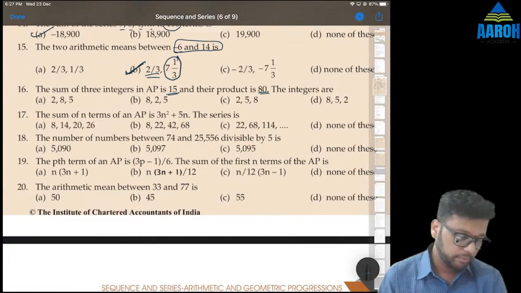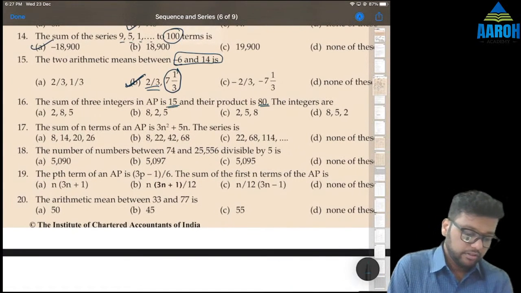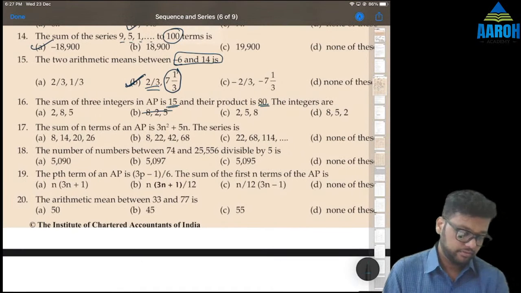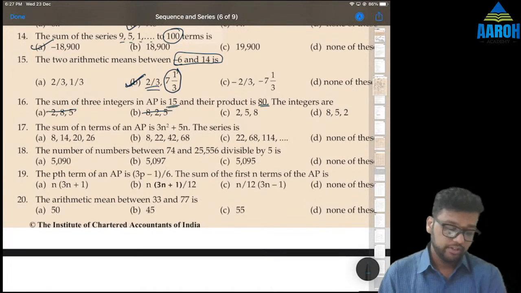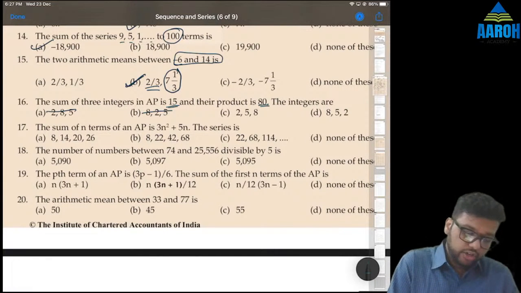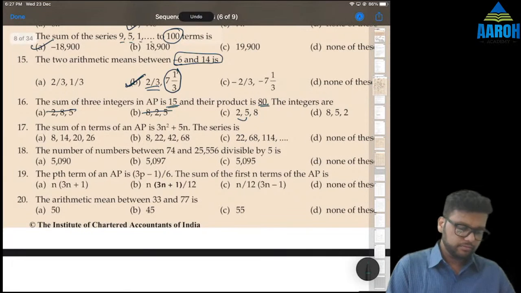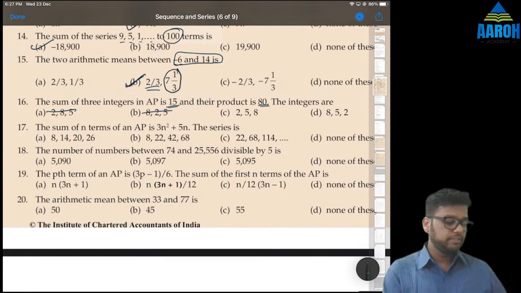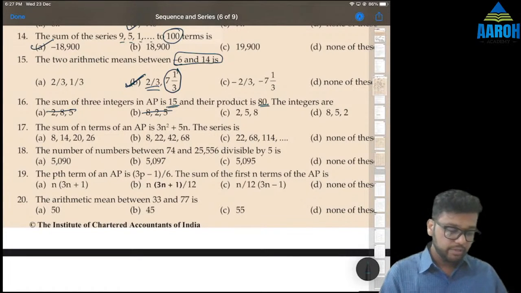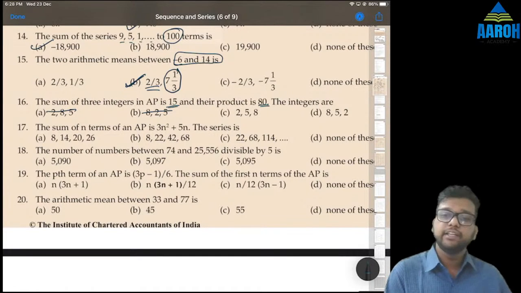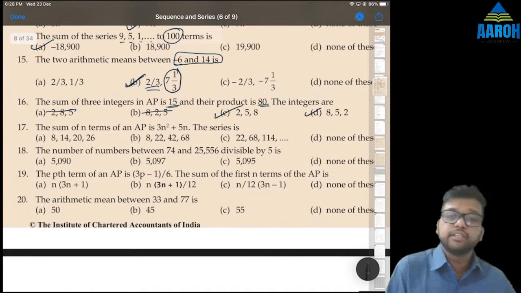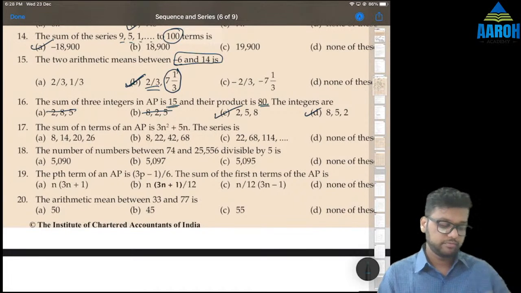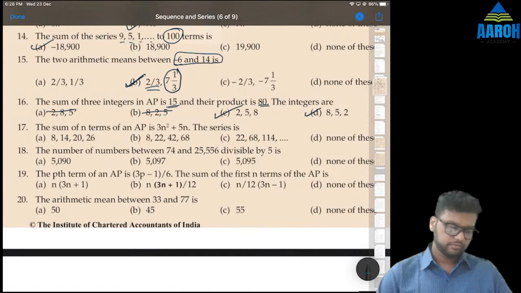Obviously we'll go by options. This is not in AP, cancel it. This is not in AP, cancel it. These two are in arithmetic progression, because here the common difference is 3, here it is minus 3. Their sum is 15, check. 2 plus 5 plus 8 is 15, that is correct. And their product is 80, 2 into 5 into 8 is 80, correct. So both are the correct answers, C and D. Got it? 16th.